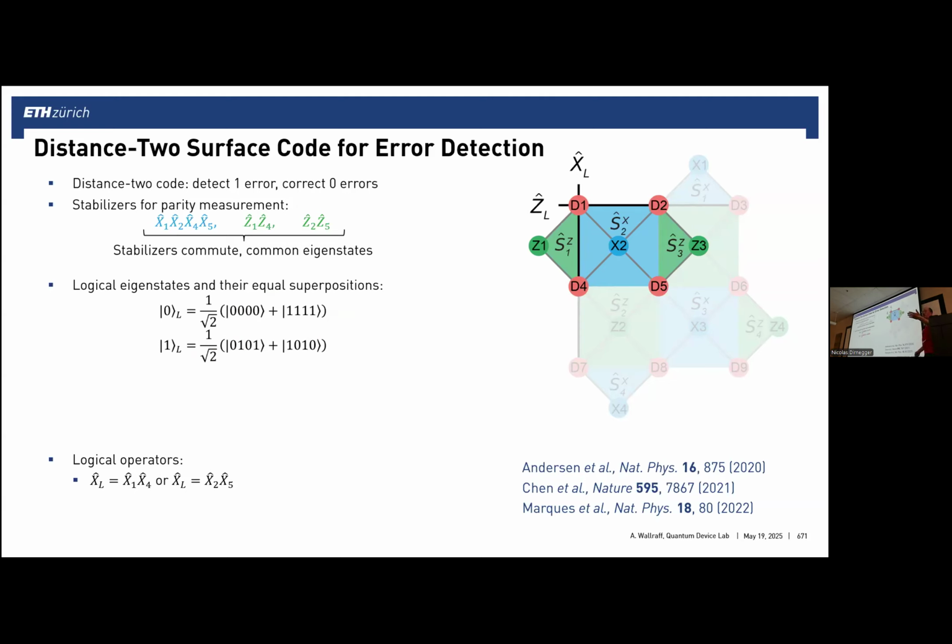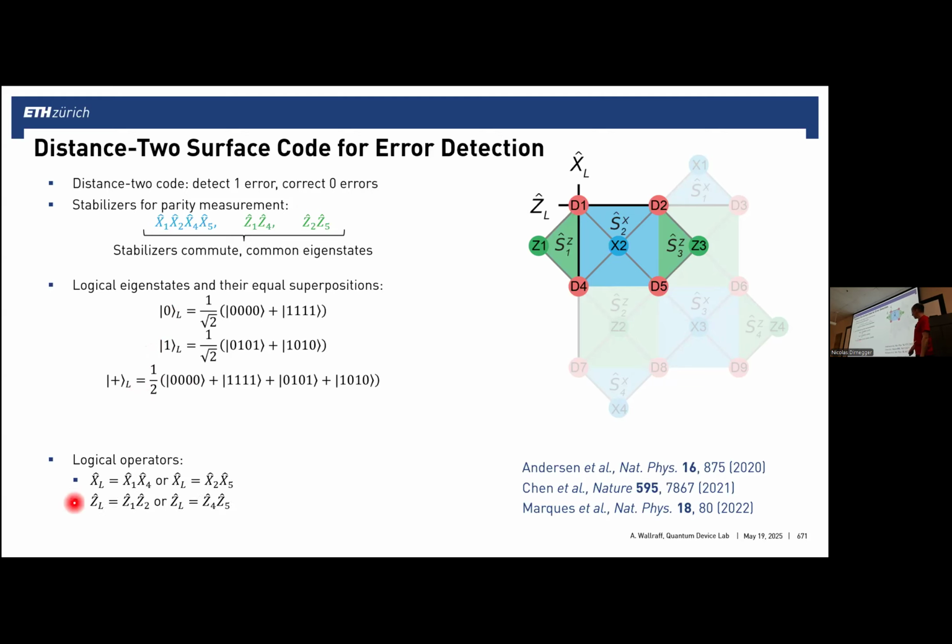So the operator that swaps your logical state has 2 operators, and this also relates to the fact that this qubit is of distance 2. The operator that would swap or change the state would have a number of Pauli operators that corresponds to the distance. And then the logical superposition state is just the superposition of 0L and 1L, and for the same reason, it's even parity.